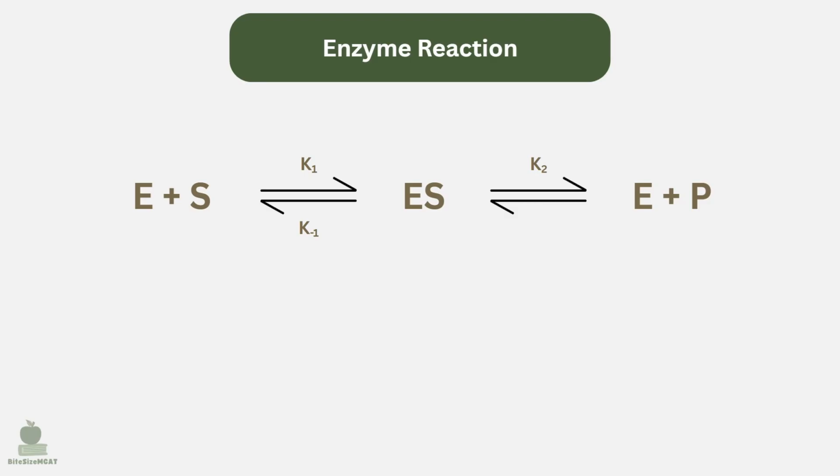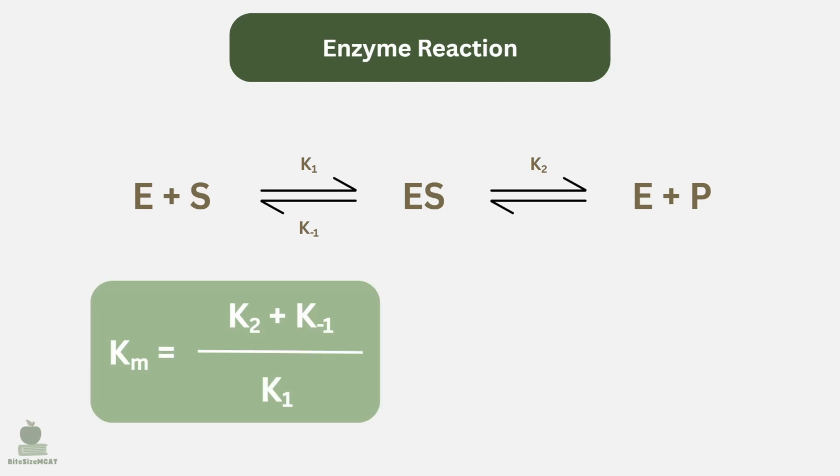Km, the value we just discussed, can also be calculated from these rate constants by this equation. Km equals K2 plus K-1 over K1. This could be thought of as the rate constants of the dissociation of ES over the association of the ES complex. Another important note is that Km is a measure of affinity.